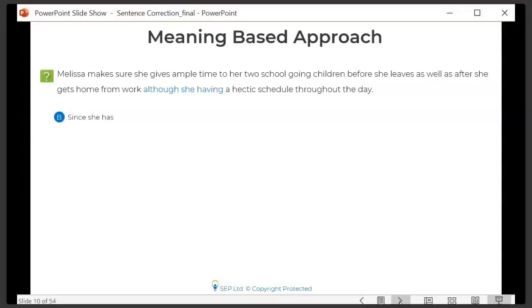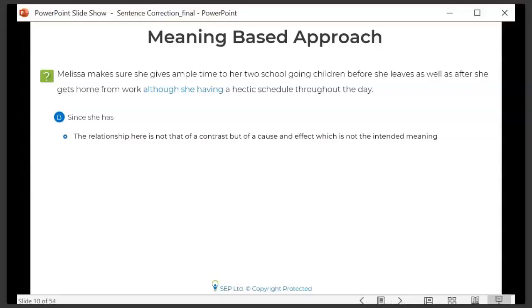Melissa makes sure she gives ample time to her 2 school-going children before she leaves, as well as after she gets home from work, since she has a hectic schedule throughout the day. What's wrong with this? The relationship here is not of a contrast, but a cause and effect, which is not the intended meaning. All right?